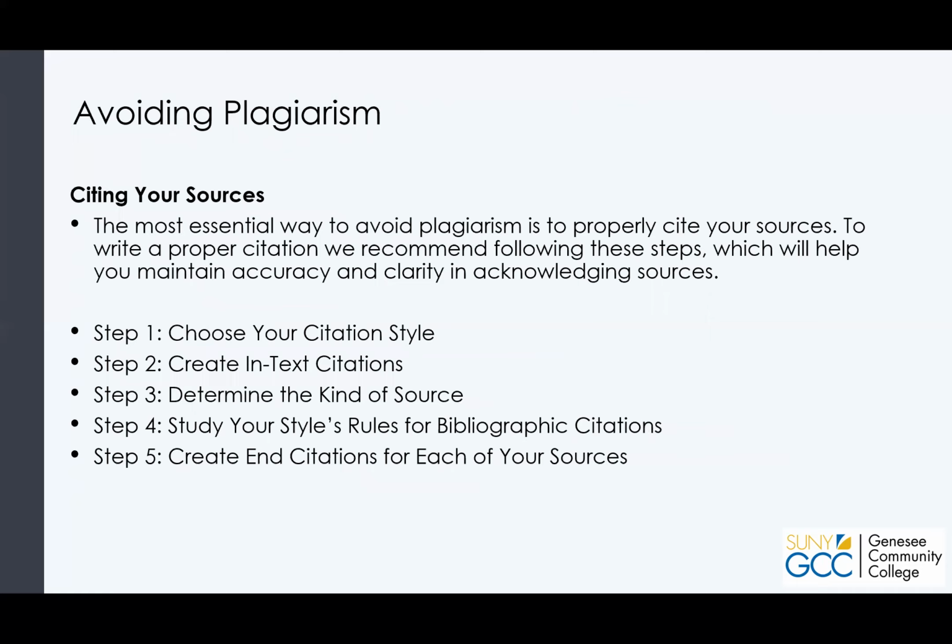So in order to ensure that you are avoiding plagiarism, you need to cite your sources. The most essential way to avoid plagiarism is to properly cite your sources. To write a proper citation, we recommend following these steps, which will help you maintain accuracy and clarity in acknowledging sources. Step 1, choose your citation style.